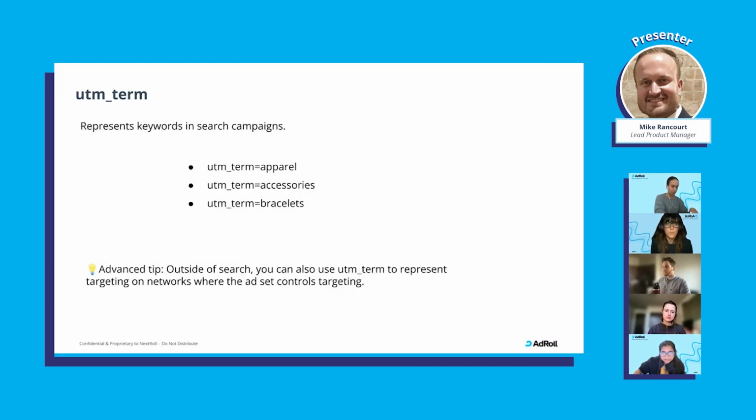So UTM term. In a general sense, this is for capturing search keywords. Some examples would be apparel, accessories, bracelets, just really populating the terms that you're using to target these customers. Put that in the term field, which will allow you to slice and dice and figure out which search terms are working the best for you. But term isn't just used for search. That's the primary use case, but you could put in your ad sets or your ad set IDs that will allow you to ladder up more to the ad set data outside of your search channels.